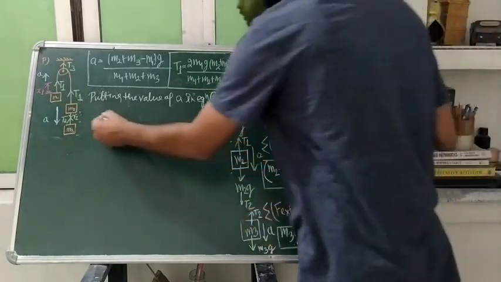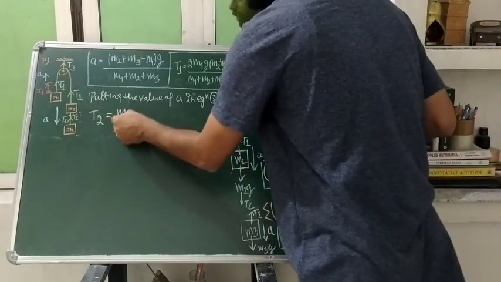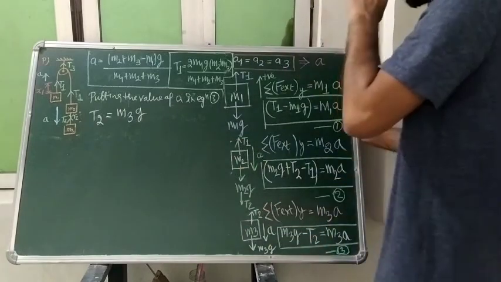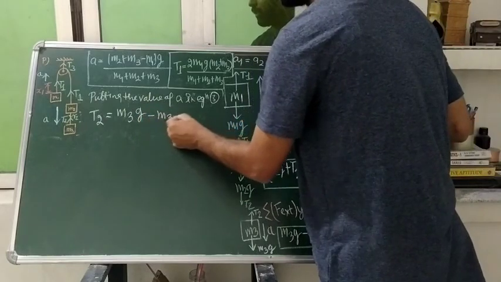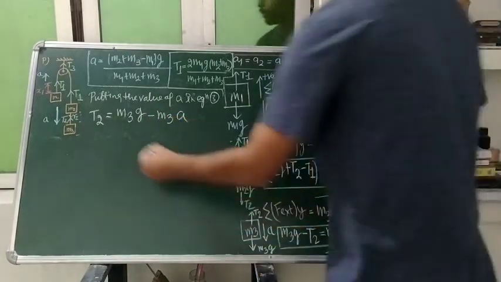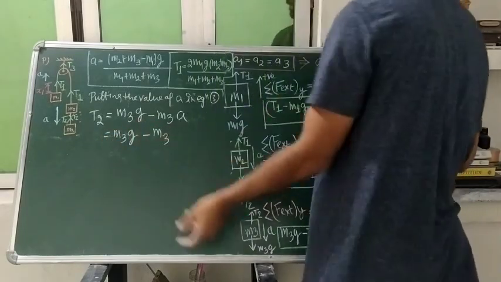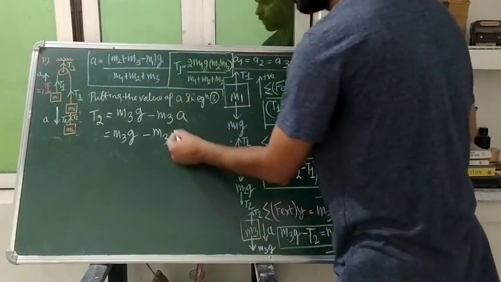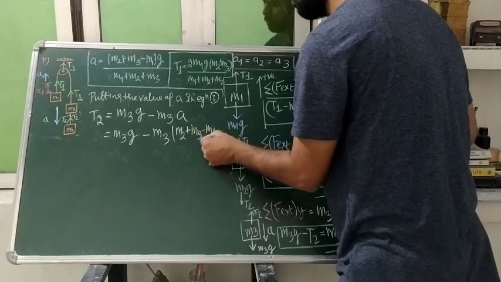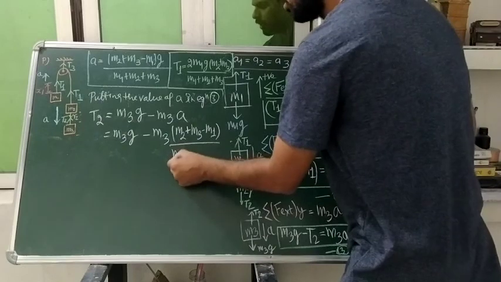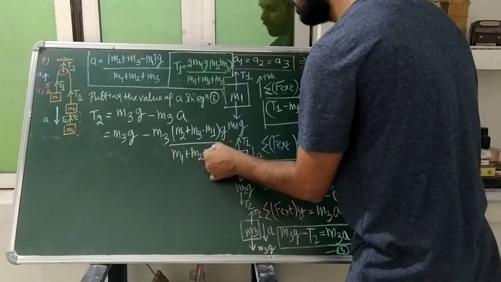So from there what will you get? T2 will be equal to what? T2 should be equal to m3g minus m3a only, student, is it? So this m3g will be the same way. Again, at the place of a, what will you put? This expression. So it will come out m2 plus m3 minus m1 divided by m1 plus m2 plus m3, and g will also come here.